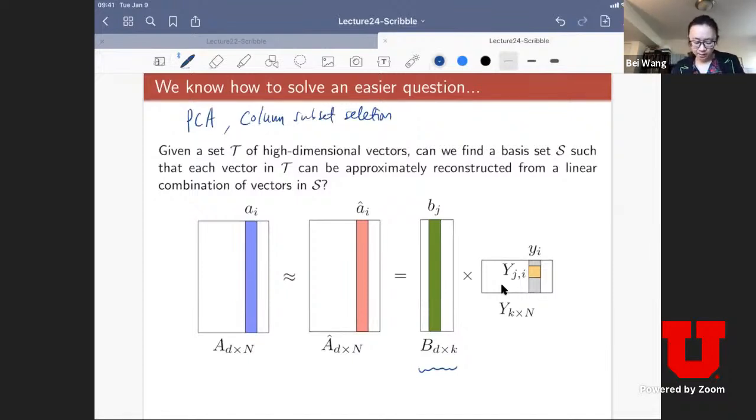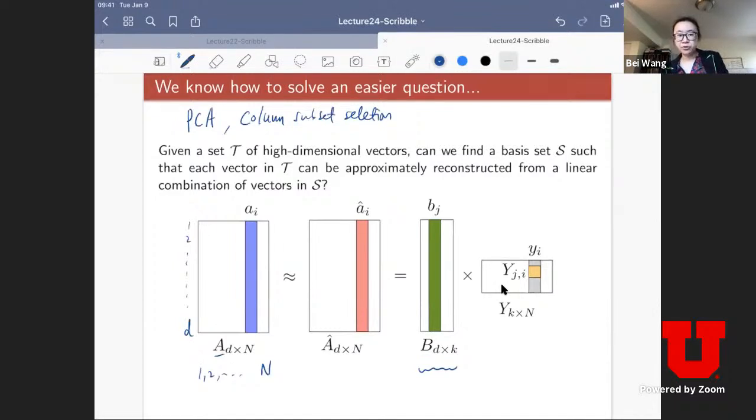My data, I have n data points. So this is 1, 2, up until n. Each data point is of dimension d. So in some sense every single column in my data is a high dimensional data point. So matrix A encodes my input data. It's a d by n matrix where each column is a high dimensional data point.